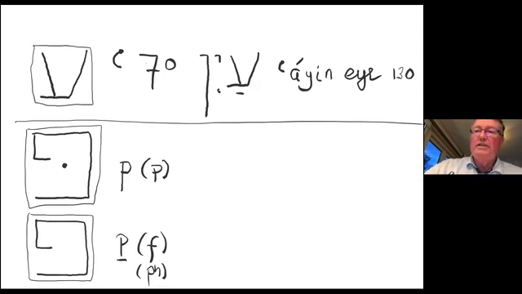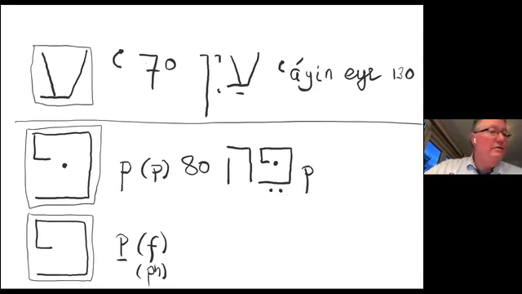The gematria is 80, and you write the name of the letter like this, P, with a dot. And the hey at the end. P. The meaning is mouth. And the value of the name is 80 plus 5 is 85.